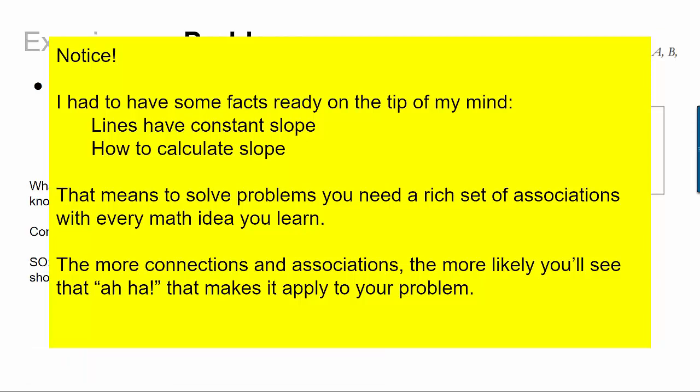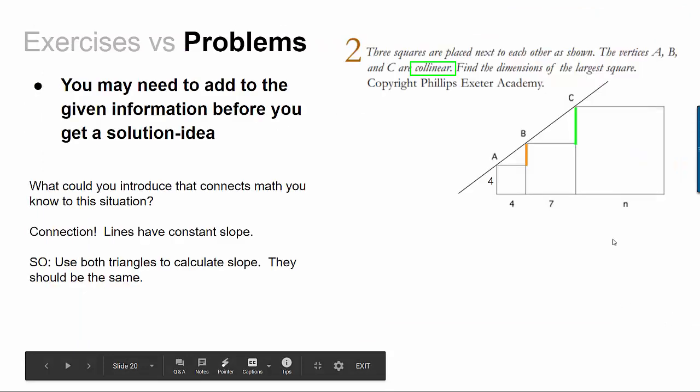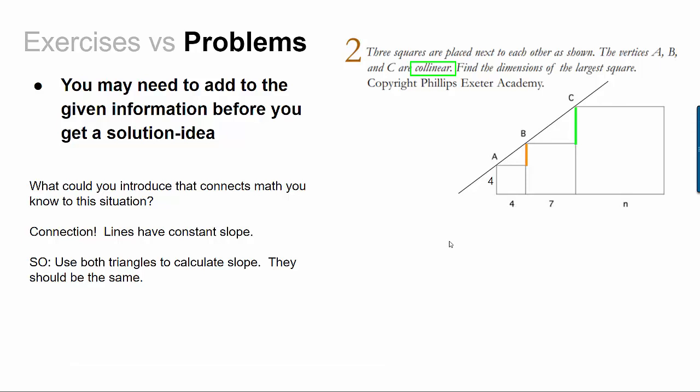So now I'm starting to get into why concept maps are important. You know a lot of facts about lines, but you needed to have those facts ready on the tip of your mind in order to make the connections that would let you solve this problem. You could say collinear and draw the line, but unless you had all of the facts about lines connected in your mind, drawing the line isn't going to help you solve the problem. So for me, that's what a concept map is.